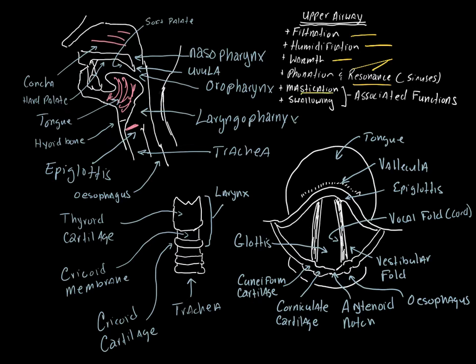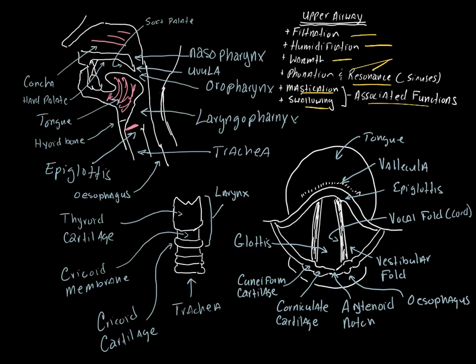Mastication, which is chewing, and then swallowing, and these are associated functions. They're not necessarily airway or respiratory system specific, but we know that components of the respiratory system are still involved in that, right? The epiglottis, for example. We need the epiglottis to work and be able to successfully swallow food, otherwise we have problems.